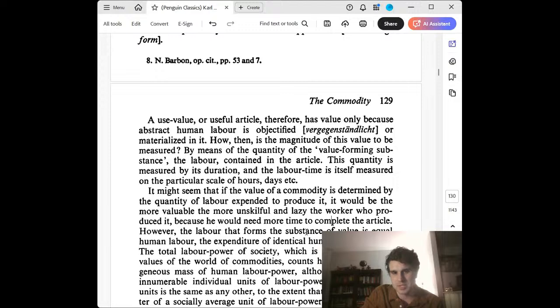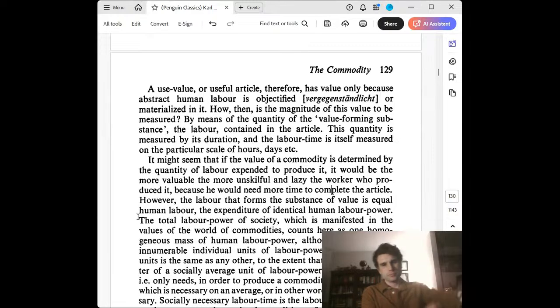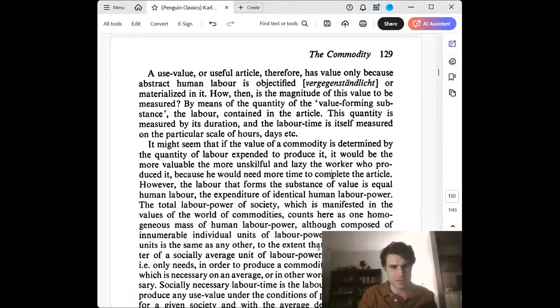However, the labor that forms the substance of value is equal to human labor, the expenditure of identical human labor power. The total labor power of society, which is manifested in the values of the world of commodities, counts here as one homogeneous mass of human labor power, although composed of innumerable individual units of labor power. Each of these units is the same as any other to the extent that it has the character of a socially average unit of labor power and acts as such, i.e. only needs, in order to produce a commodity, the labor time which is necessary on average, or in other words, is socially necessary.